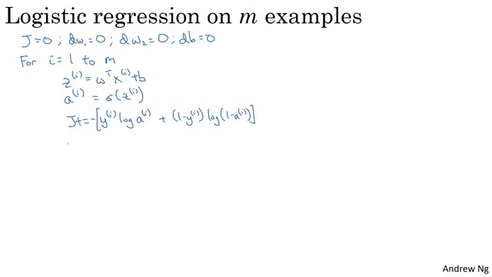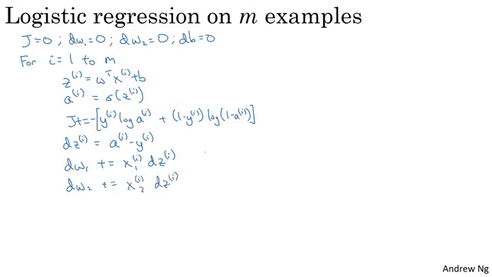And then as we saw earlier, we have dz^(i) equal to a^(i) minus y^(i), and dw1 plus equals x1^(i) dz^(i), dw2 plus equals x2^(i) dz^(i). I'm doing this calculation assuming that you have just two features, so that n is equal to 2. Otherwise, you do this for dw1, dw2, dw3, and so on. And then db plus equals dz^(i). And that's the end of the for loop.